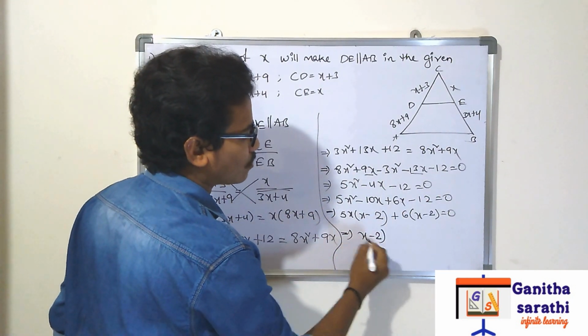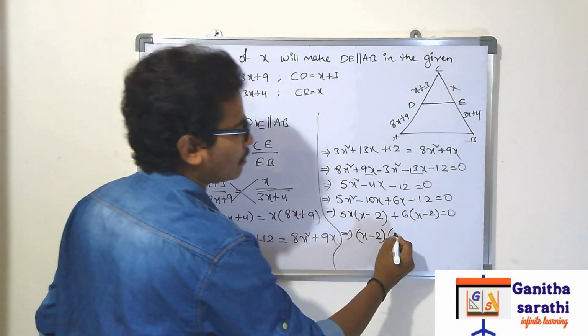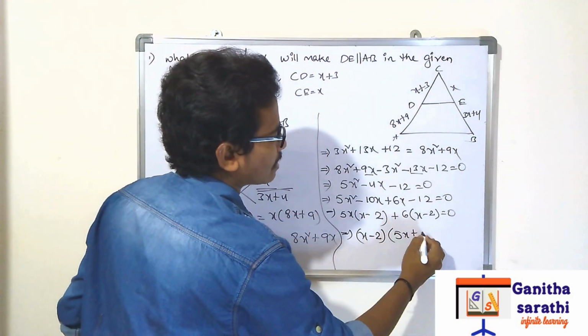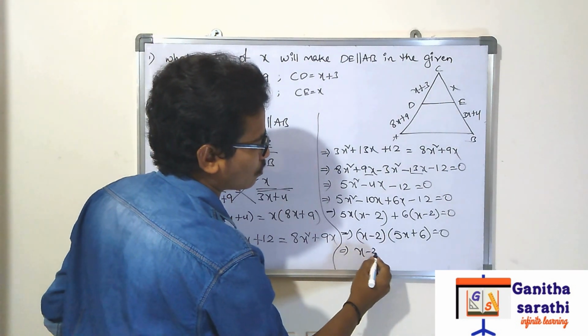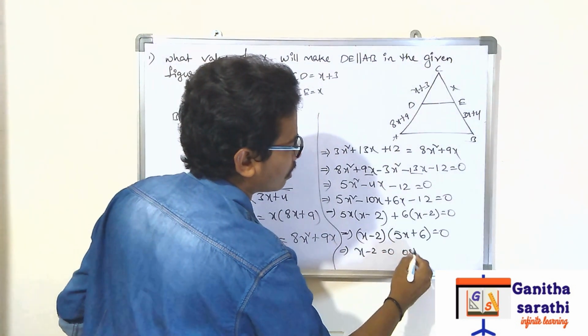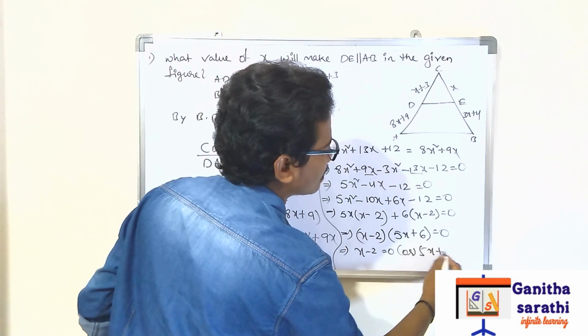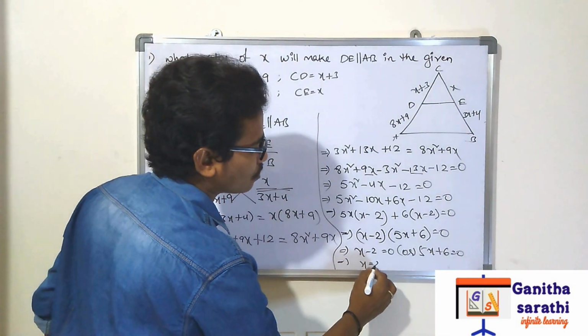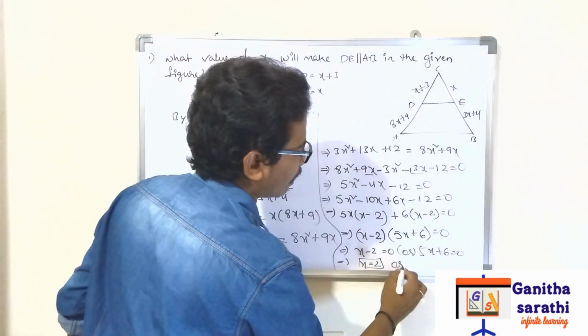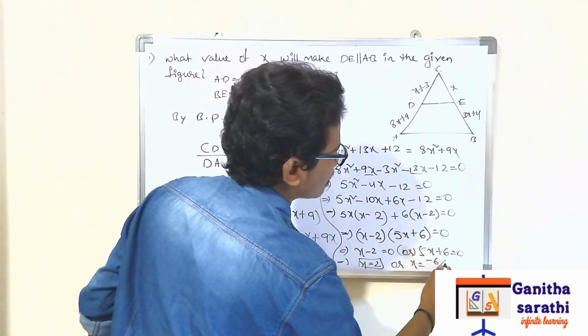If you take x minus 2 common, what is the remaining here? 5x plus 6 is equal to 0. Now x minus 2 is equal to 0 or 5x plus 6 is equal to 0. X minus 2 is equal to 0 means x is equal to how much? 2, or x is equal to minus 6 by 5.